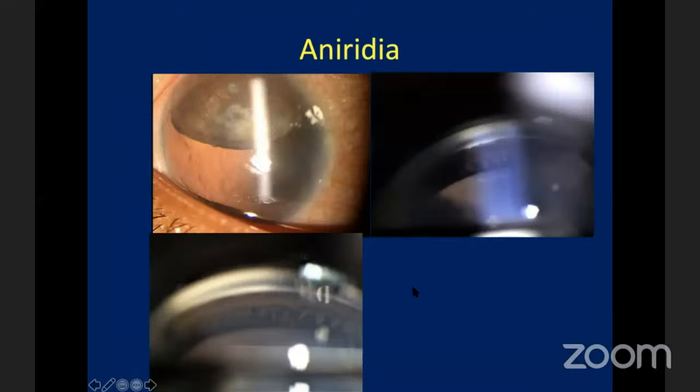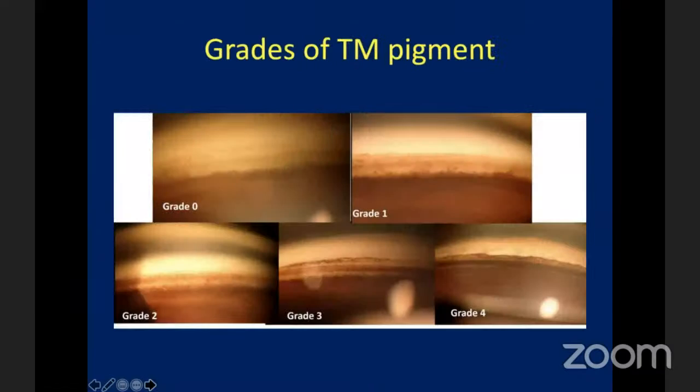This is aniridia. You can see why it is a misnomer. There is a rudimentary stump of the iris present, and atrophic ciliary processes are visible. Aniridia with secondary glaucoma. And this is just a grading of the pigment.